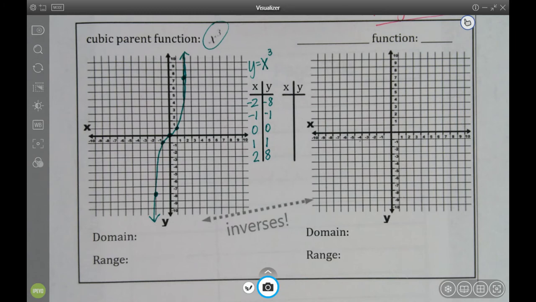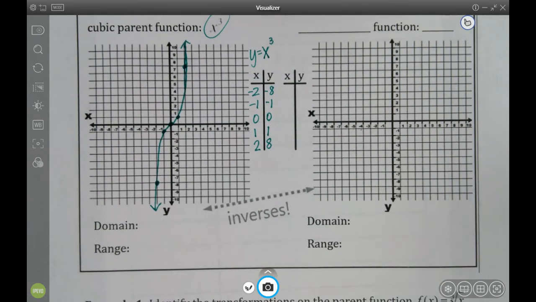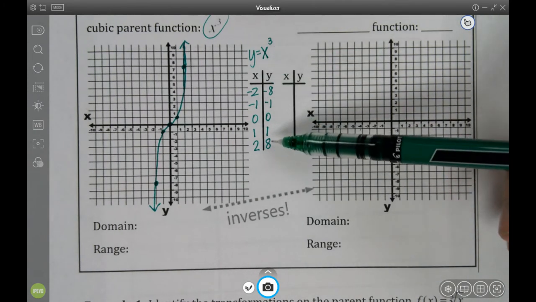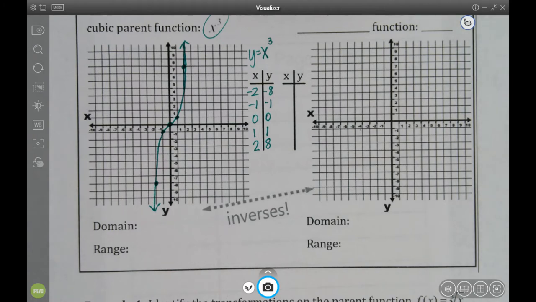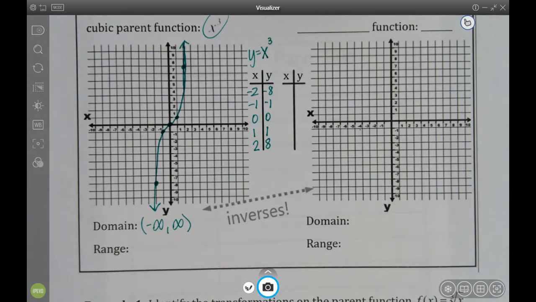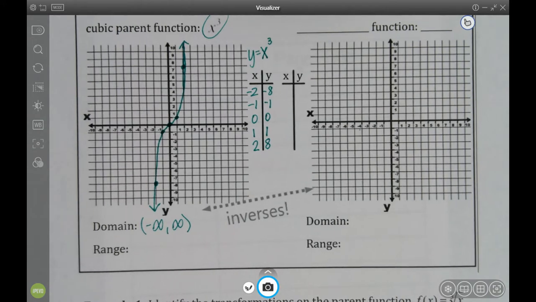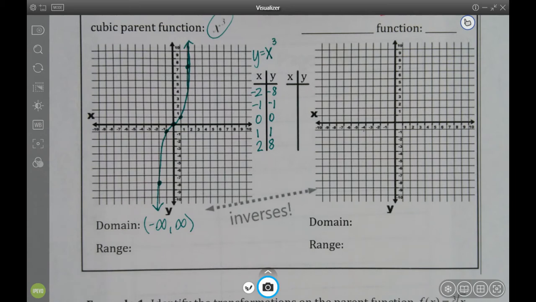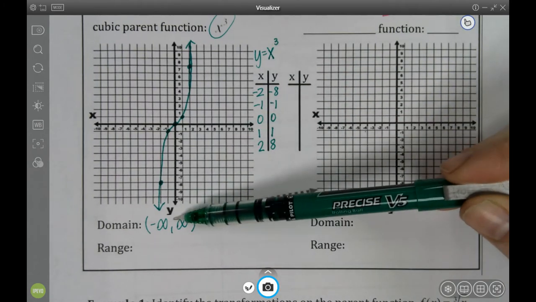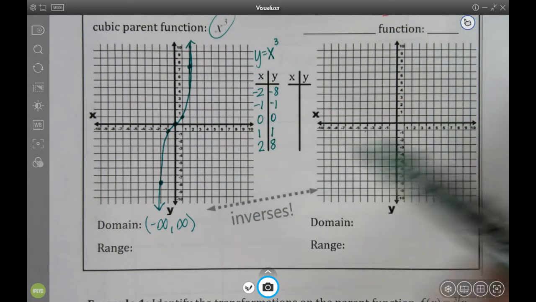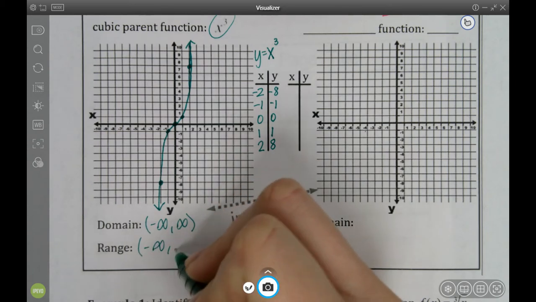Okay, so let's talk domain and range. What kind of numbers can I raise to the third power? All of them, right? You can raise any number that you want to the third power. So my domain is -infinity to +infinity. Okay, what about the range? Y values. It's the same because these arrows go on forever in both directions. So the range is -infinity to +infinity.